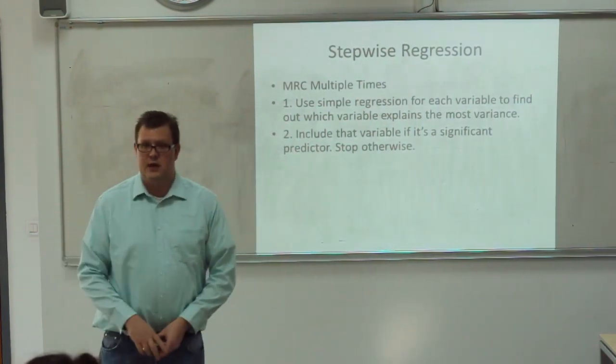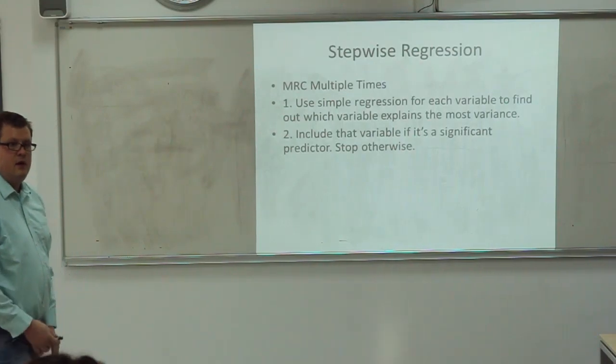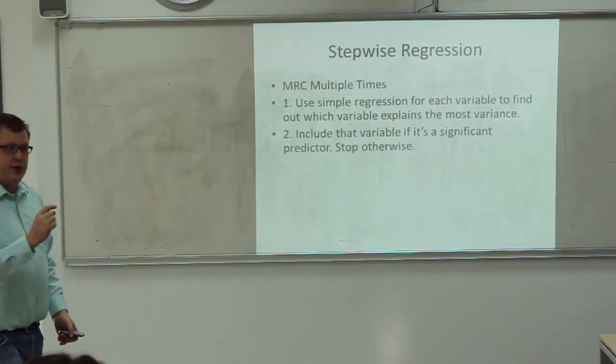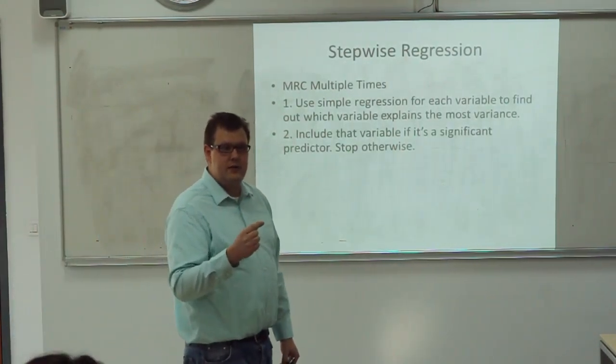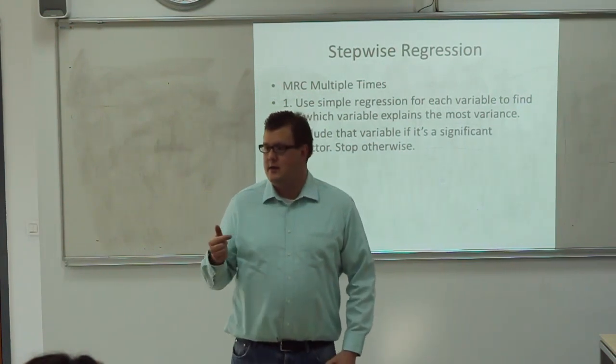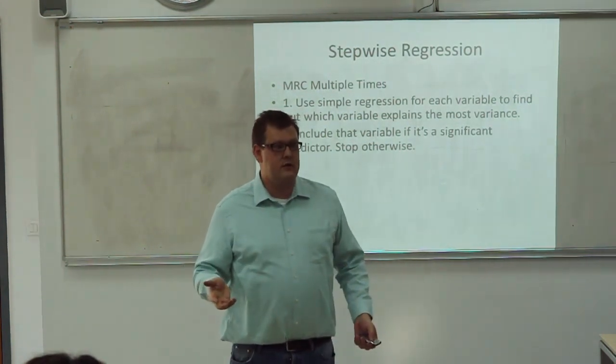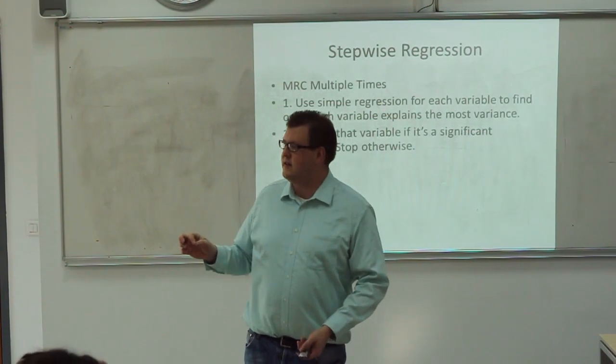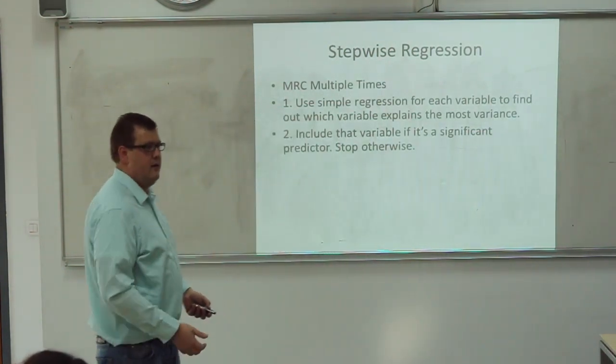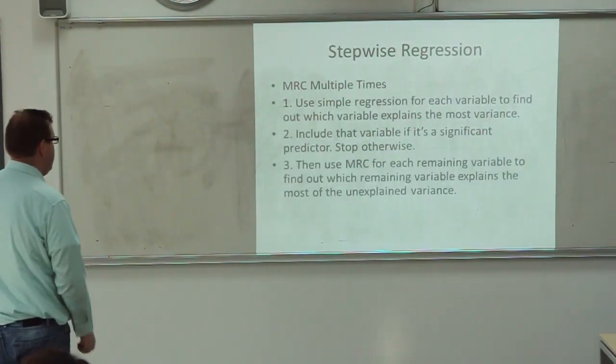For all of the variables that we have left, we can look and see which of those variables has the highest partial correlation coefficient. The highest in the sense of statistical significance, right? Which one has the smallest p-value?